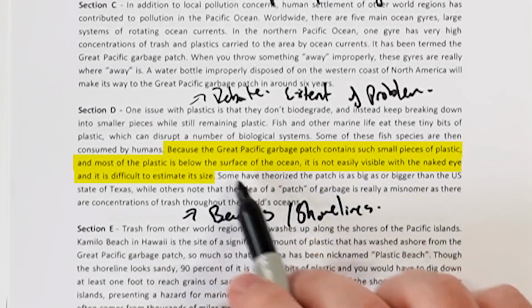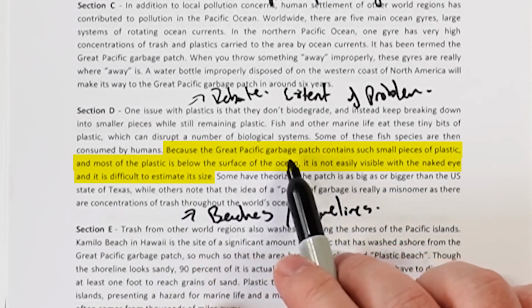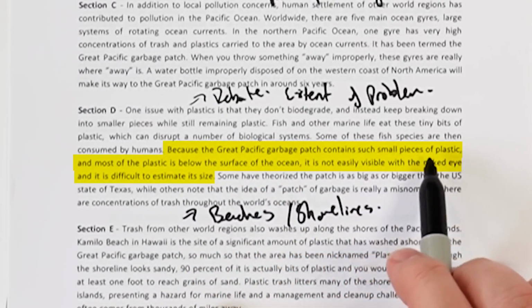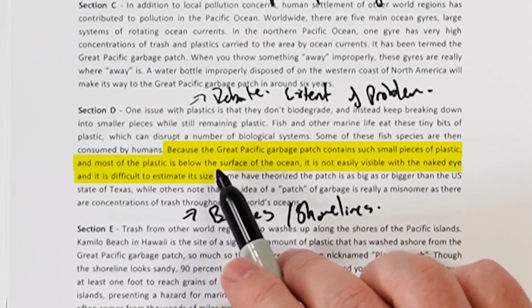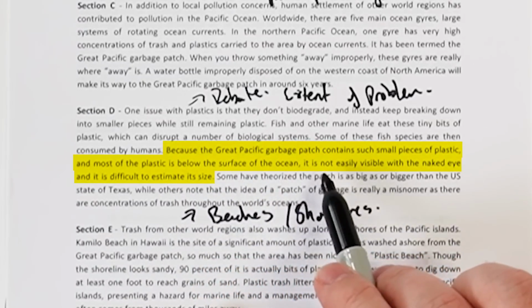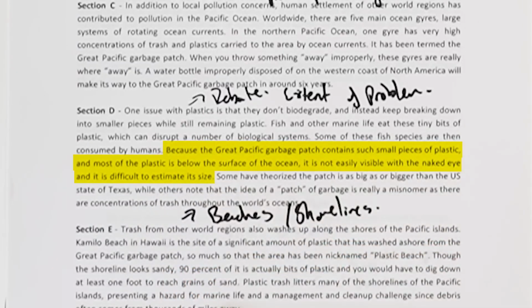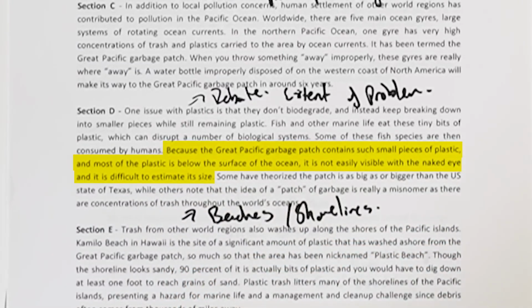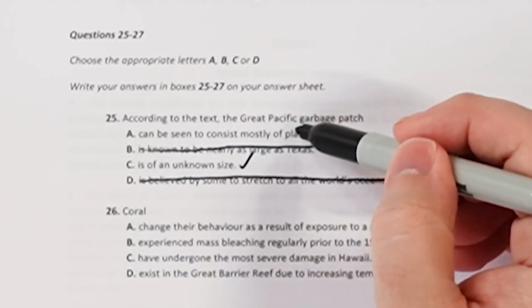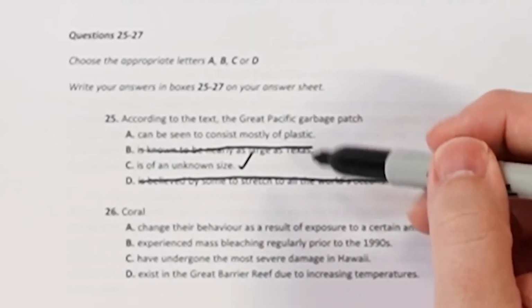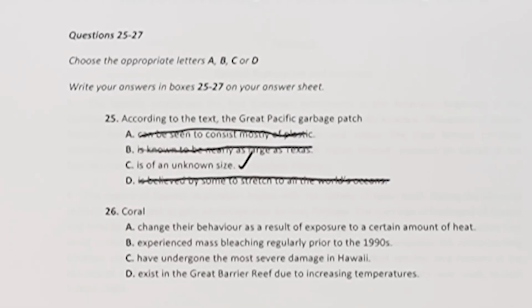So if we go back and we read around this area, because of the Great Garbage Patch contains such small pieces of plastic, and most of the plastic is below the surface of the ocean, it is not easily visible with the naked eye, and it is difficult to estimate its size. So we can't see it properly. So it's probably of unknown size, can be seen to consist mostly of plastic. Doesn't really talk about that, so we can say that it is C. And then we repeat that process.